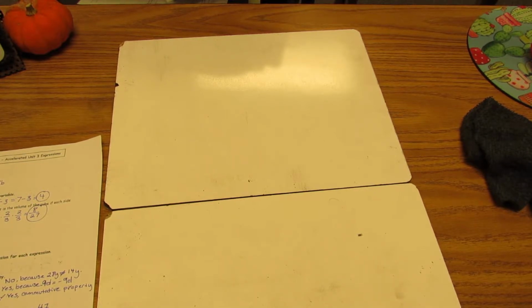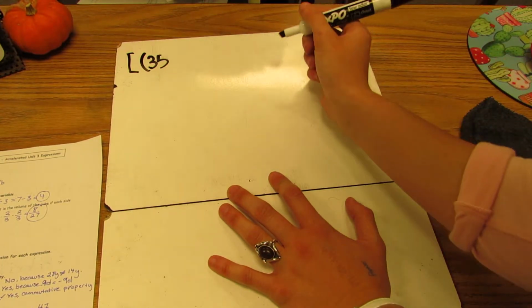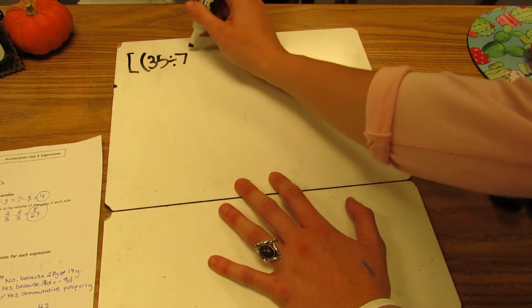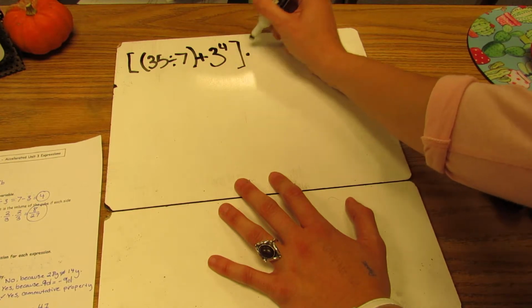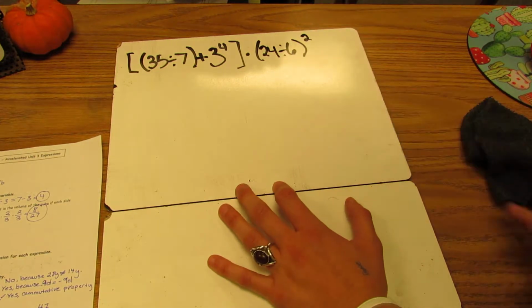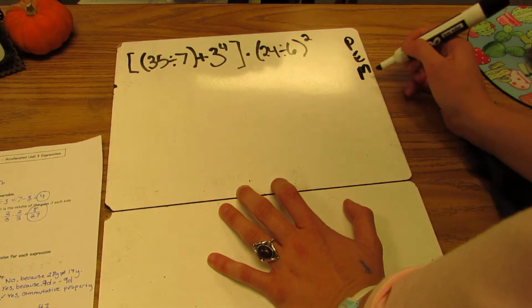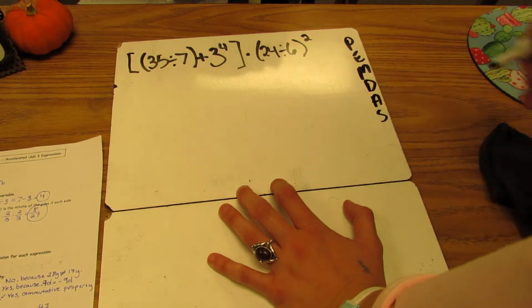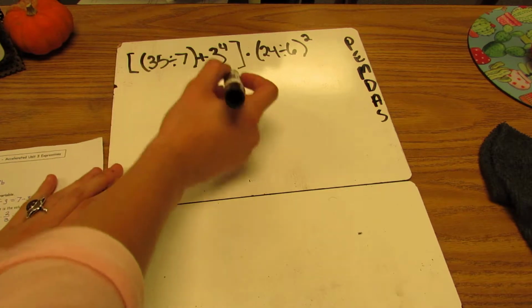So 6A is an order of operations problem. Make sure you are evaluating step by step. I'll go ahead and write this out up here: (35 divided by 7 plus 3 to the 4th) times (24 divided by 6) squared. Now, using PEMDAS, you know PEMDAS: parentheses, exponents, multiplication, division, addition, subtraction. Do I have any parentheses? Yes, I do. So I'm going to go left to right, starting with my parentheses.